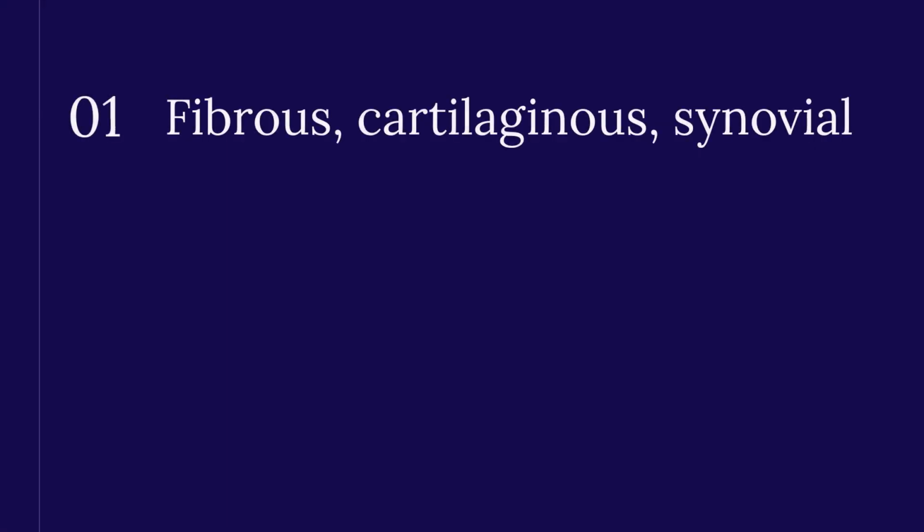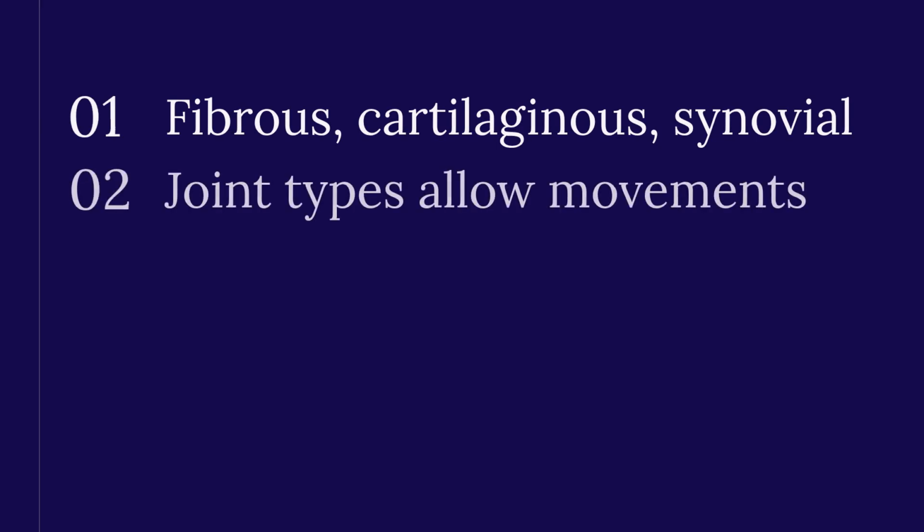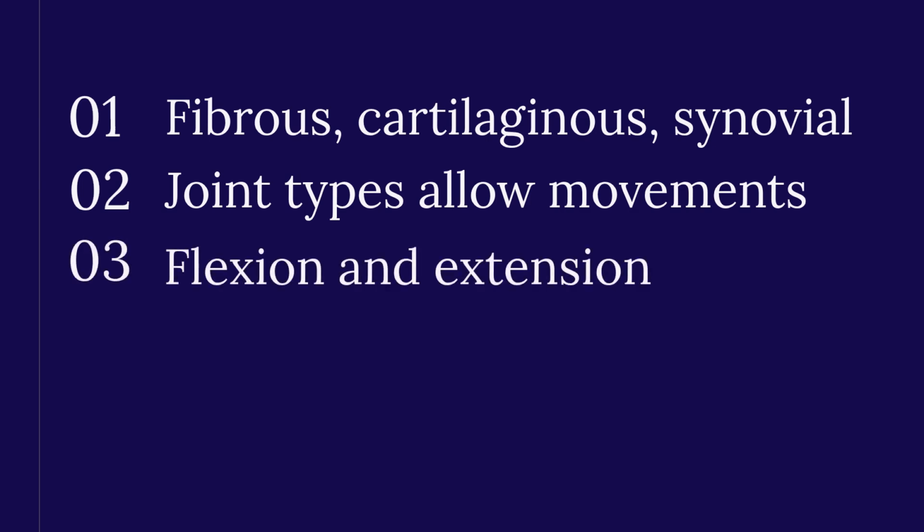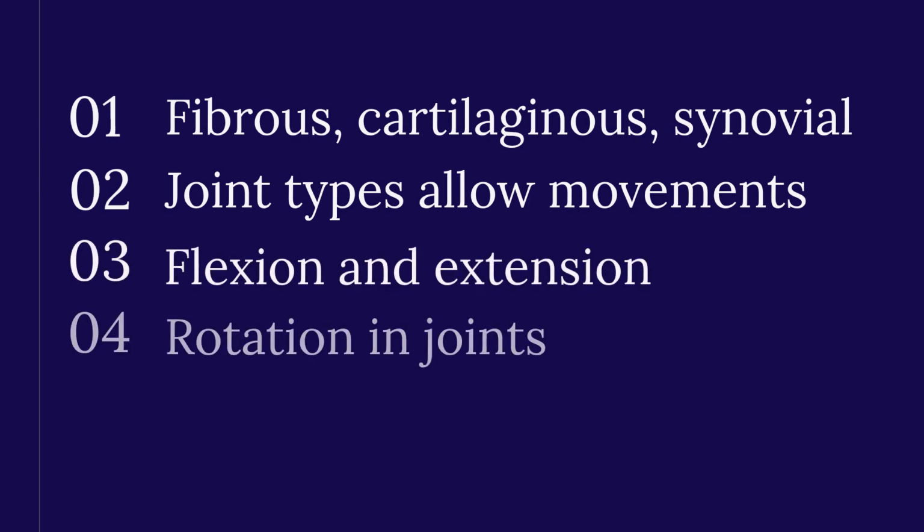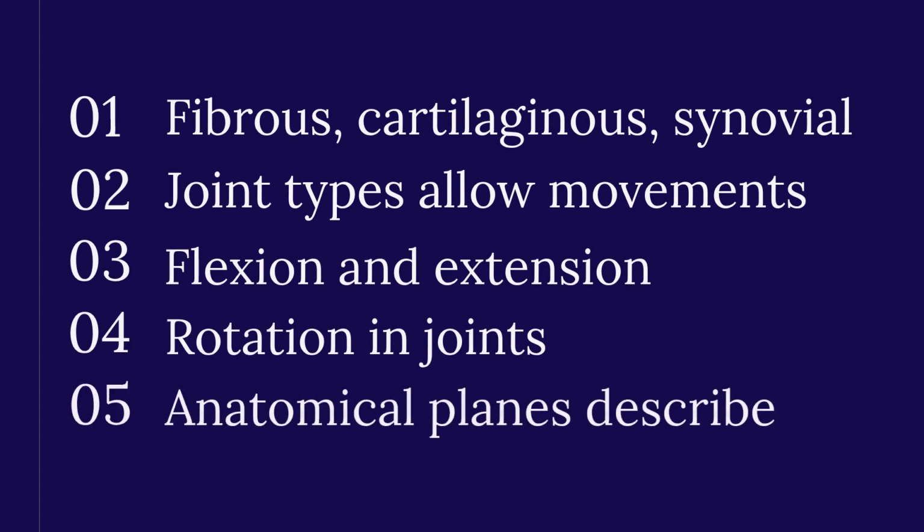Joints are classified as fibrous, cartilaginous, and synovial. Each type allows different movements. Examples include flexion, extension, and rotation. Anatomical planes help describe these movements. Understanding joint structure aids in analyzing movement.